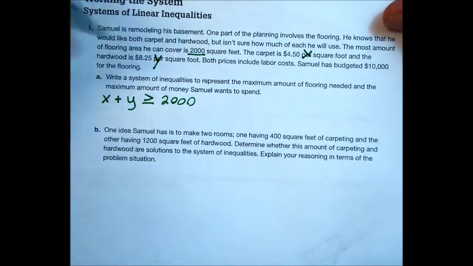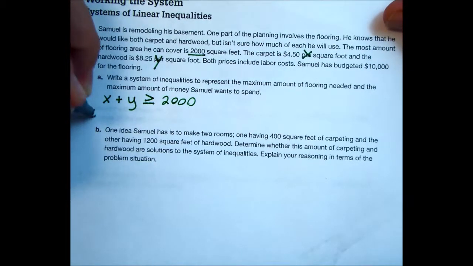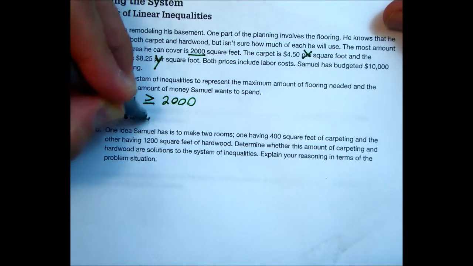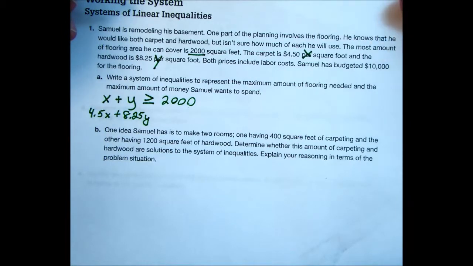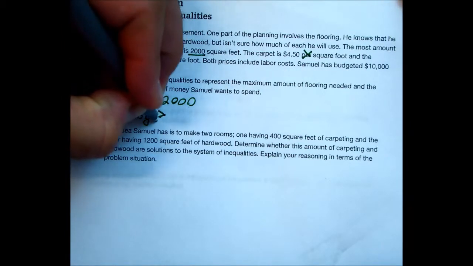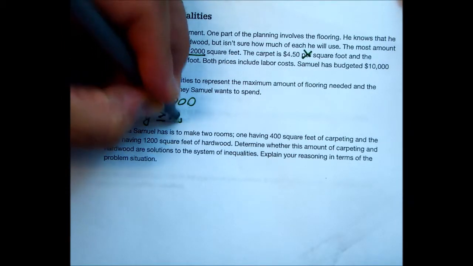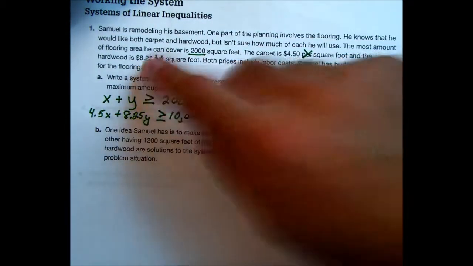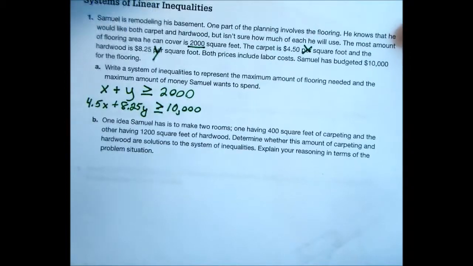So now we have 4.5x plus 8.25y has to be less than or equal to 10,000. Because this is money, money, and money. So those would be our two inequalities in the system.